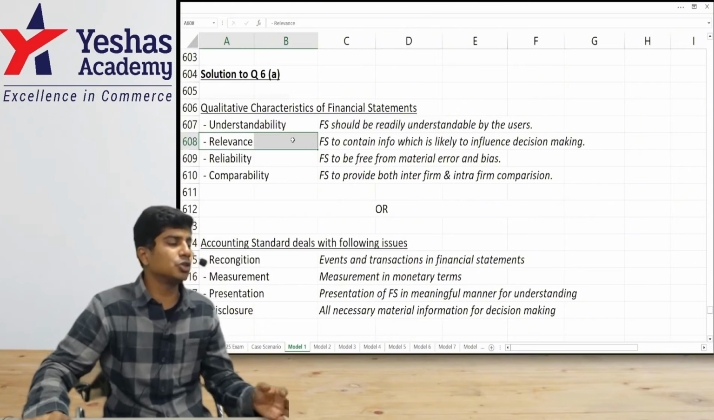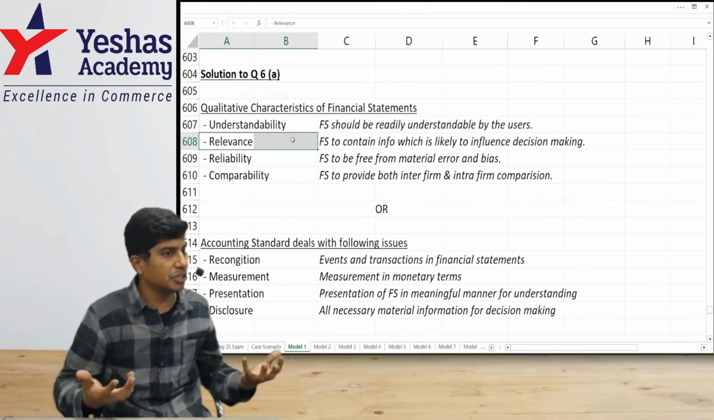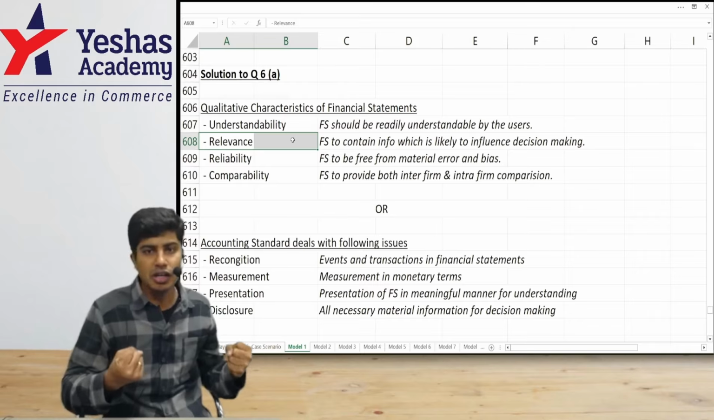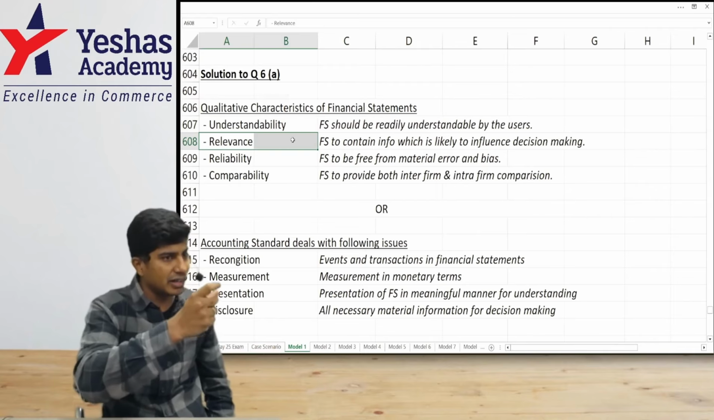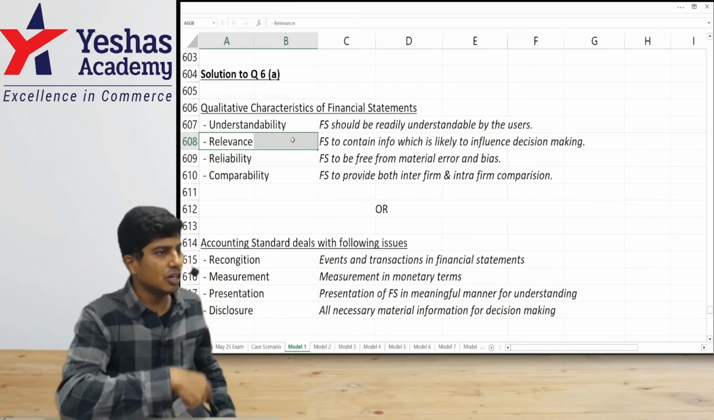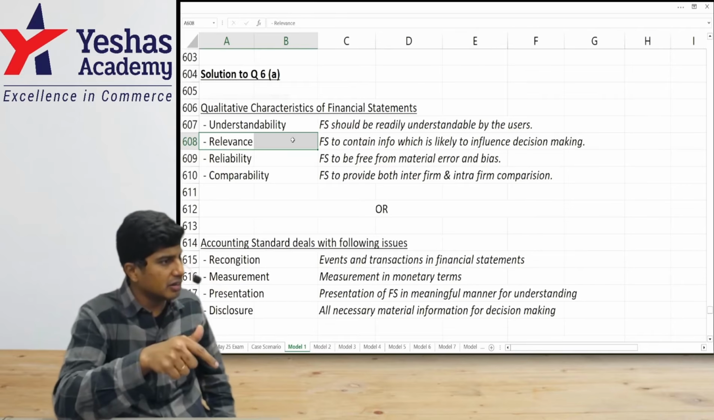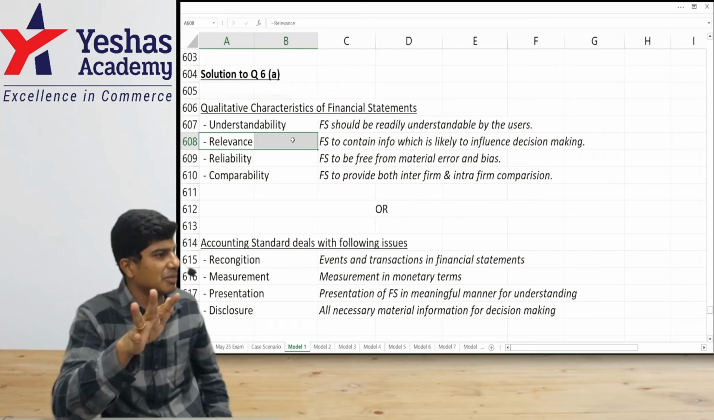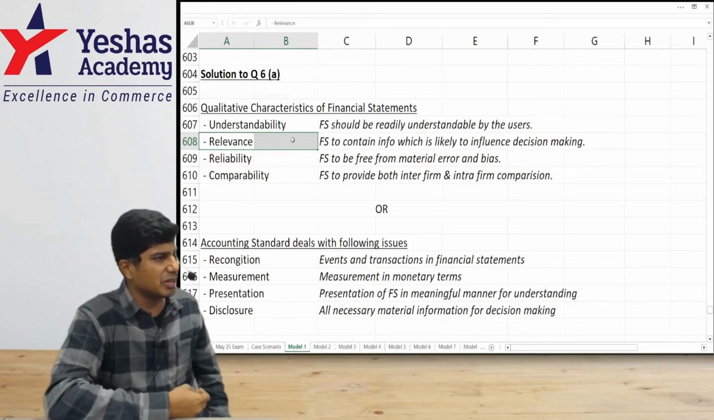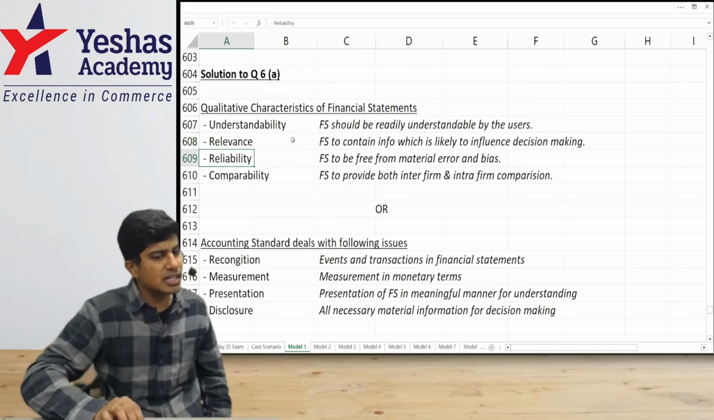The financial statement should not be dump of irrelevant information. It should be containing material information which is important and relevant for decision making. To take decision, that should be required. And what is not required in decision making, it need not be dumped in that financial statement just like that. Third point is reliability.